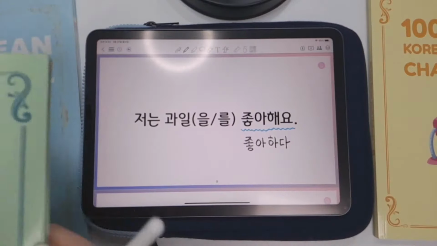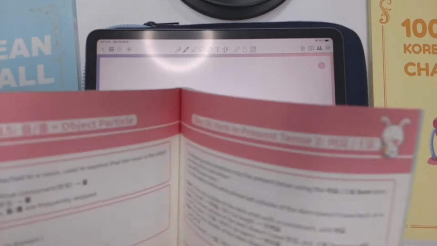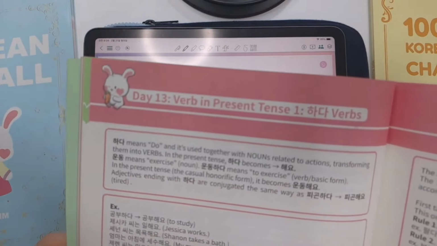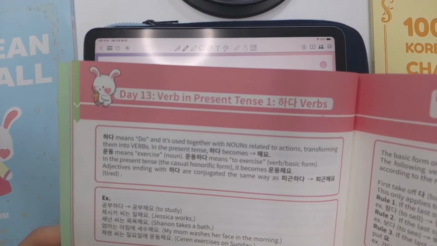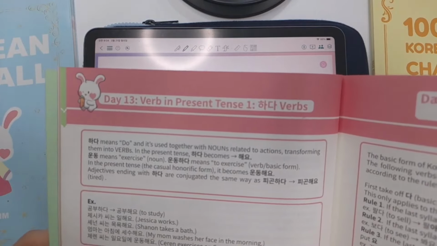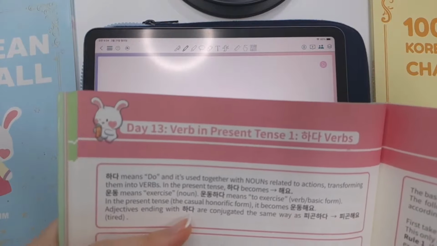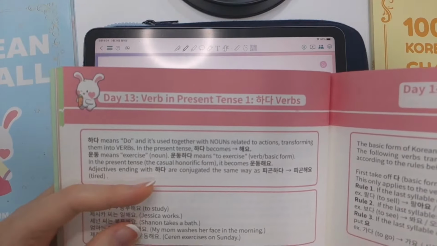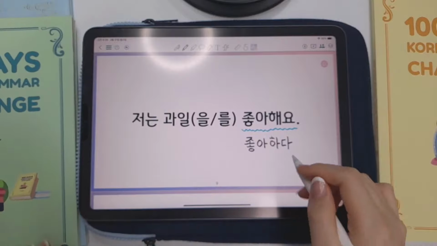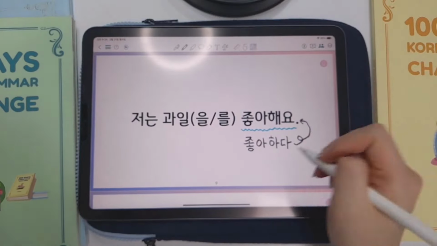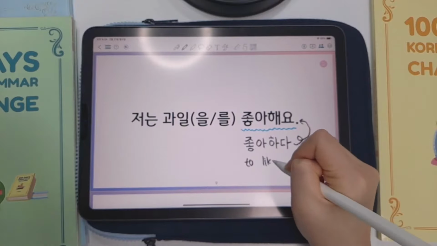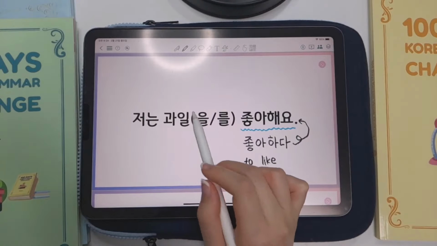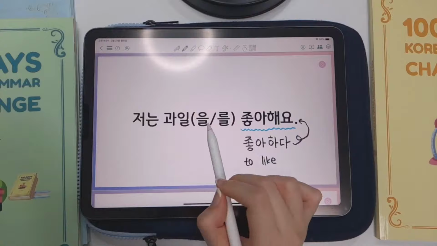So, we learned about how to change 하다 verbs into present tense in our textbook, page 24, day 13. Look at this. 맞아요. 안기 씨, 루지 씨, 에린 씨, perfect. 좋아하다. So, about this 하다 verb, you can simply change it into 해요. 하다 into 해요. Okay, so we changed it into 해요. 좋아하다, and it means to like, right? To like. And what about this one? Does this word have final consonants? This syllable.